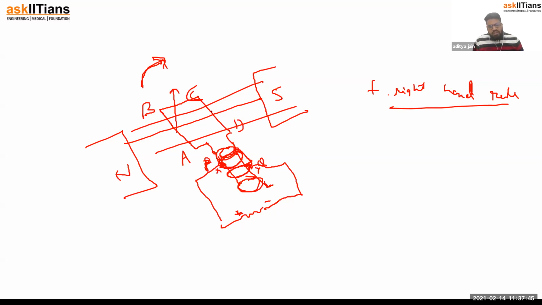AB is moving upward and CD is moving downward initially. That is the clockwise rotation. So what you can observe, use the right hand rule. What is the motion of the conductor? Or I can say AB, motion is upward. Motion is shown by the thumb. So I'll point the thumb of my right hand in the upward direction.